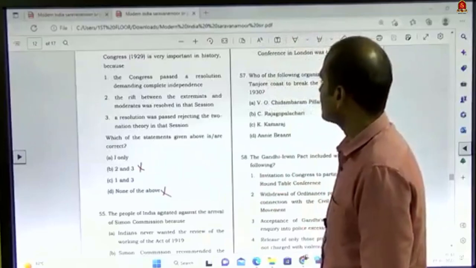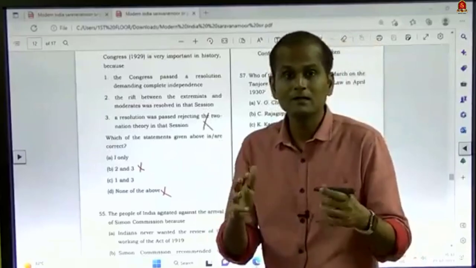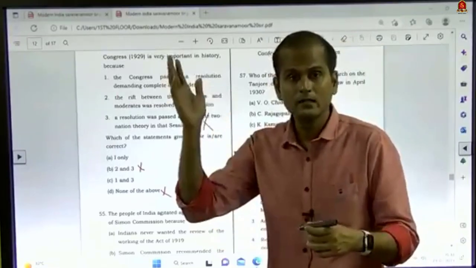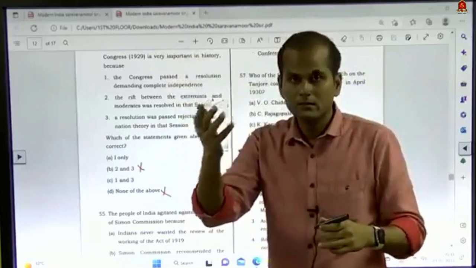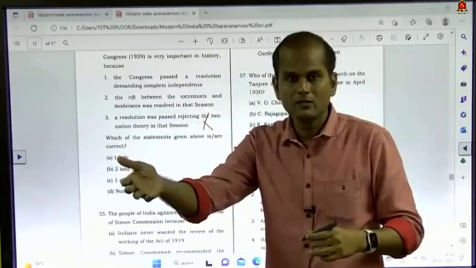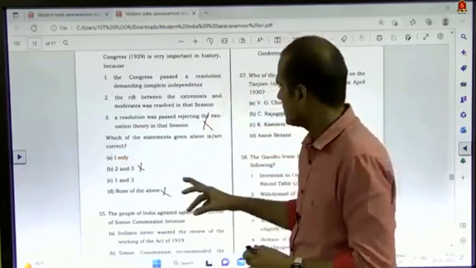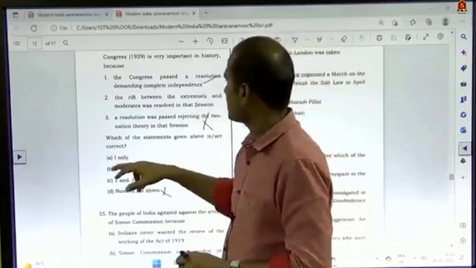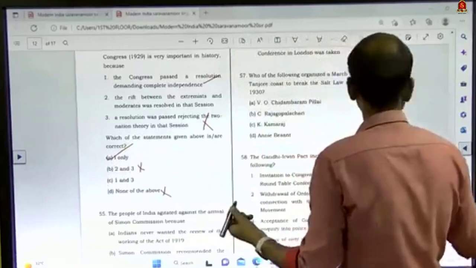A resolution was passed rejecting the two nation theory. No. Keep it in mind, the two nation theory did not originate in 1929. The two nation theory is 1930s. With that itself, you can easily manage it. Why not? Even the two nation theory was only at the 1940 Lahore session of the Muslim League. So just apply the logic, you will come to know the answer is only one. That is A. A is the answer.